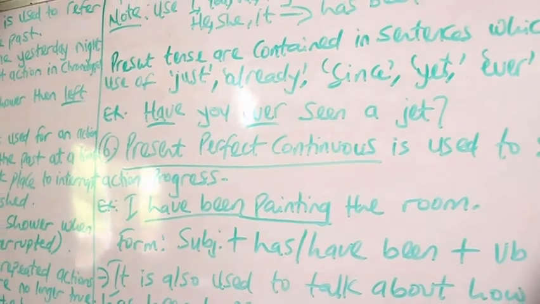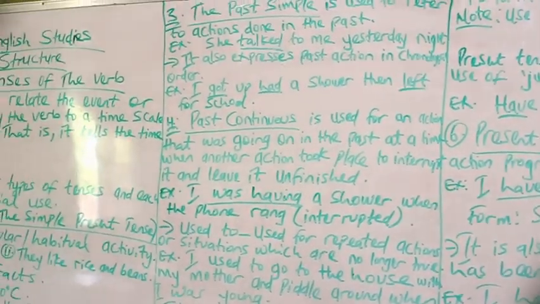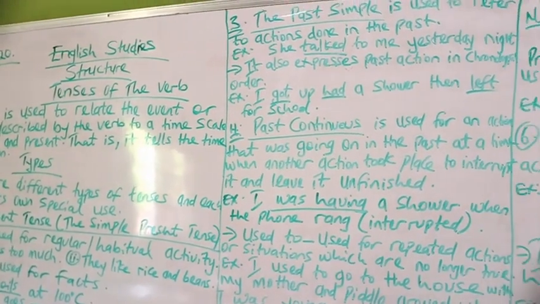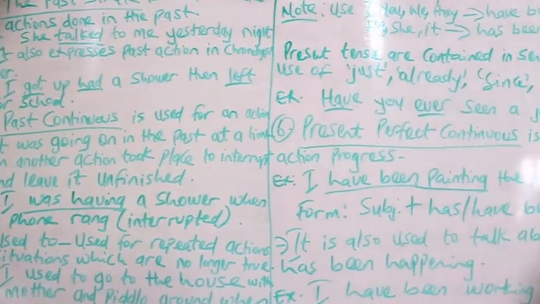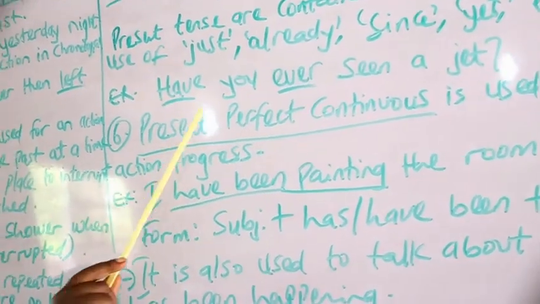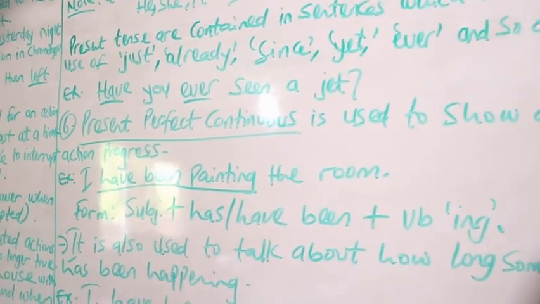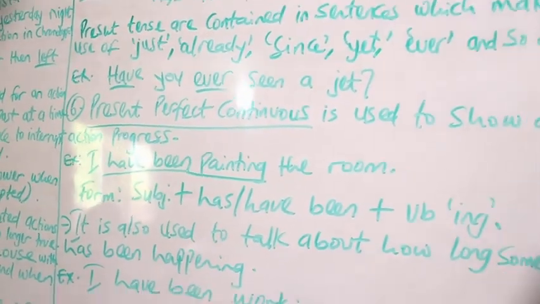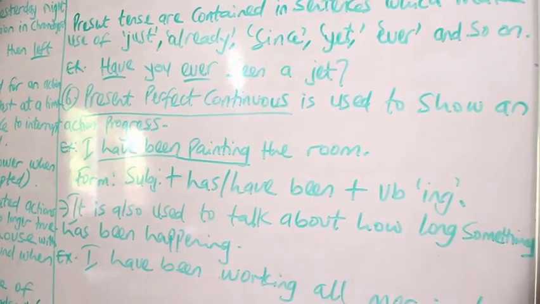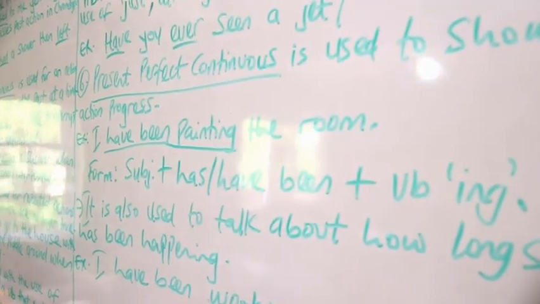At this juncture, I want us to quickly go over, because we have about 16 tenses in English, but because of our time, we're moving on to the last one for today, which is present perfect continuous. Present perfect continuous is used to show an action in progress. Example, I have been painting the room.